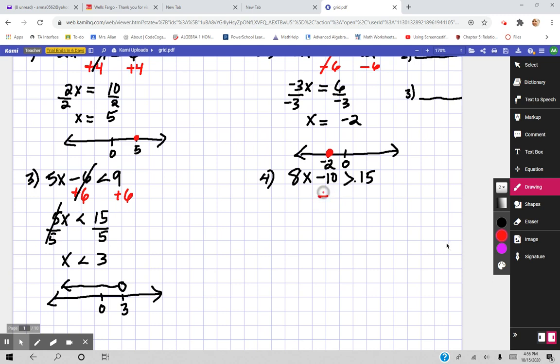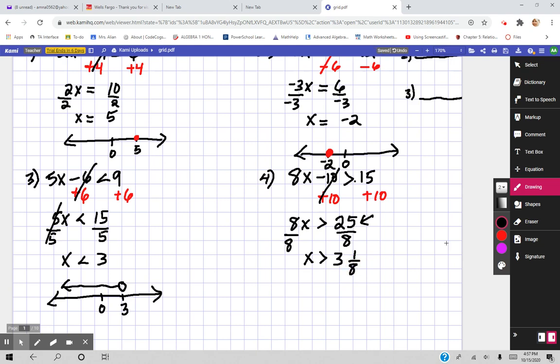So we're going to add 10 to both sides. We'll have 8x is greater than 25. 15 plus 10. We'll divide both sides by 8. X is greater than, okay, 8 goes into 25 3 times because 3 times 8 is 24. We take 24 from the top, we're still left with 1/8.